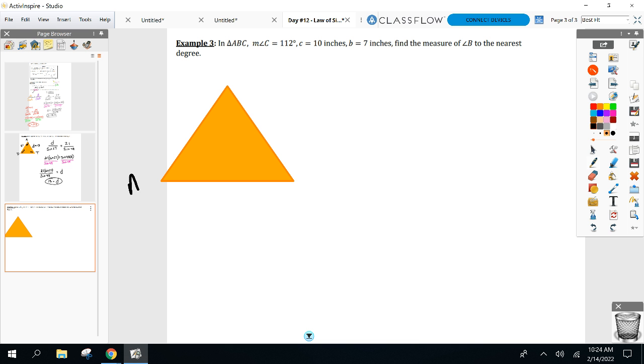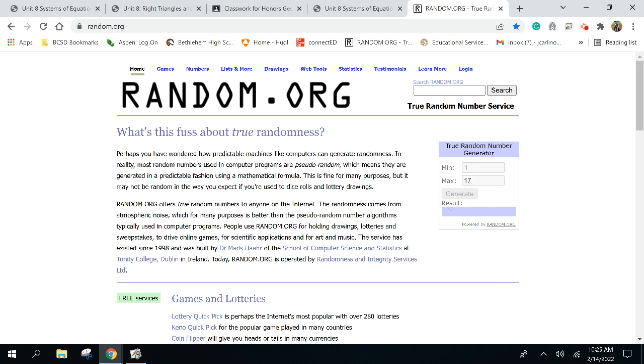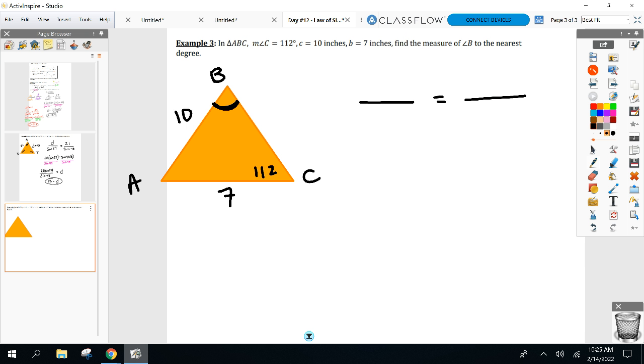All right, nothing crazy about this one. Triangle ABC. Angle C is 112. Side C is 10. Side B is 7. What's angle B? Okay, give me a side and an angle you know, so I can fill out the first part of law of sines. 10 over sine 112. We're good.